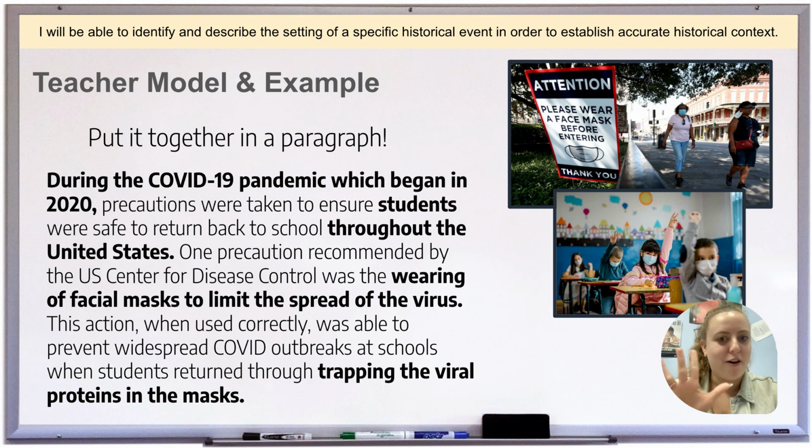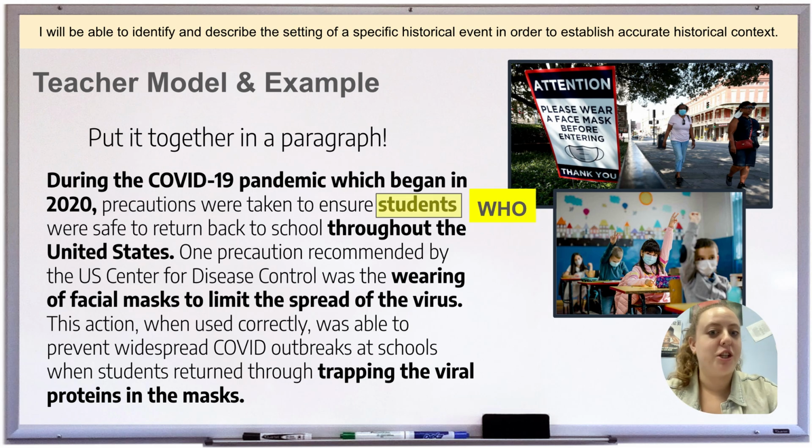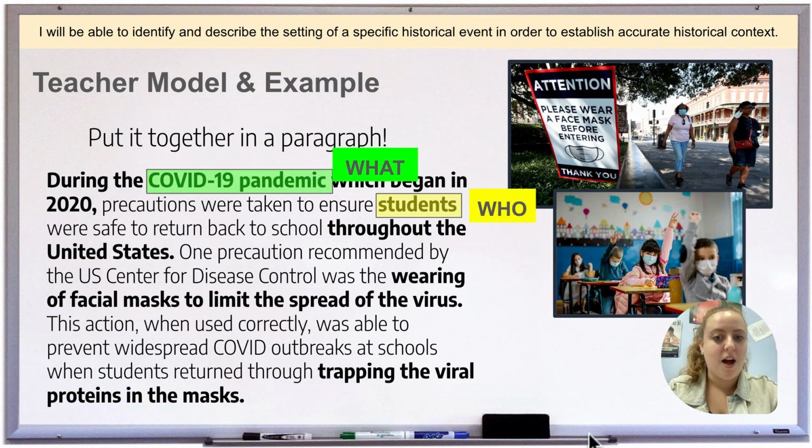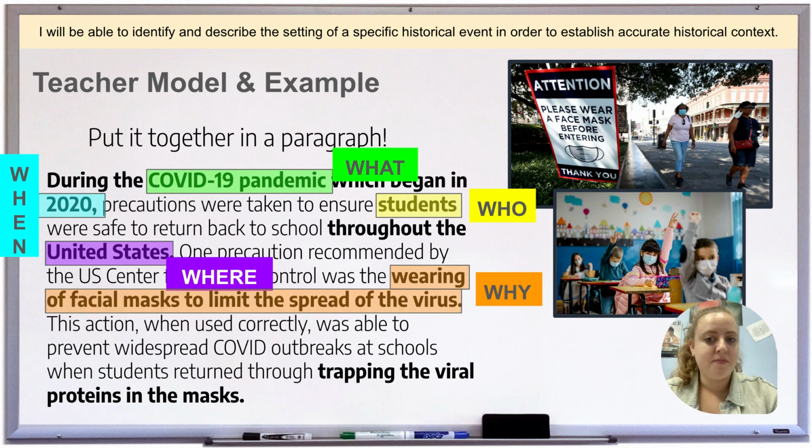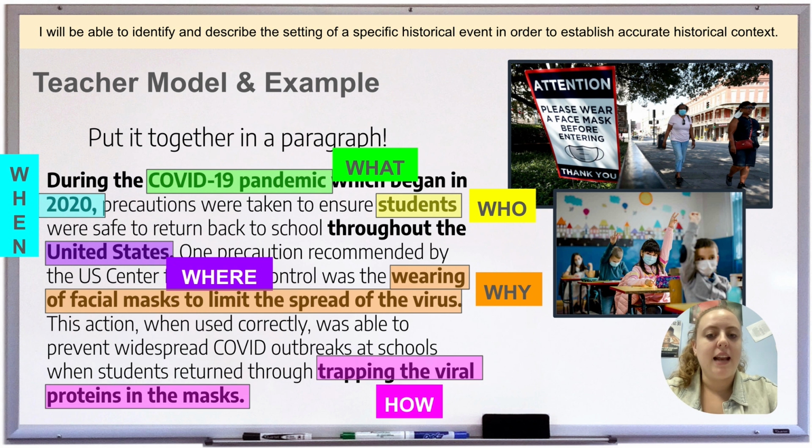So let's make sure I had all 5 of my W's and my 1H, right? So I know that students, that's my who, right? I made sure I included that. The COVID-19 pandemic, that is my what. That's what's going on. My when is 2020. My where is the United States. My why, right? Why is what's going on in the picture happening is to limit the spread of the virus. That's why we're seeing the masks. And last but not least, my how is the trapping the viral proteins. That's how they're preventing the spread, right?